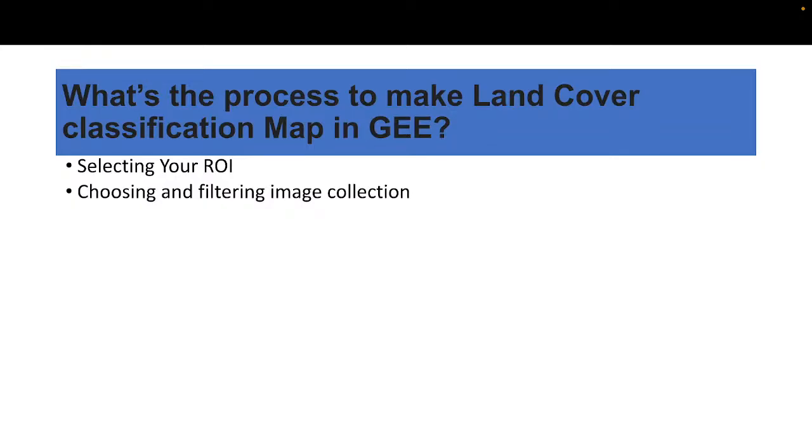So when you work with historical data analysis, for example if you want to monitor historical land use land cover changes, then try to use Landsat. But for the present time, you can easily apply Sentinel, because Sentinel has higher resolution than Landsat.